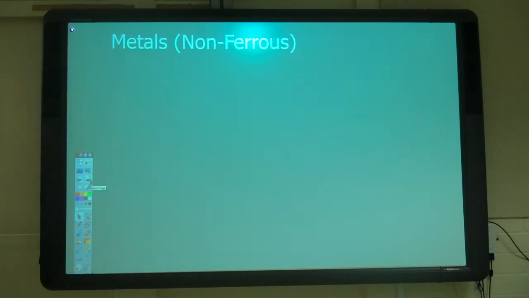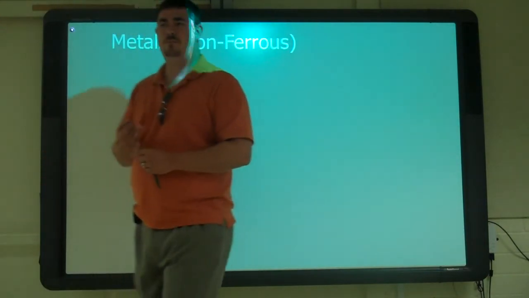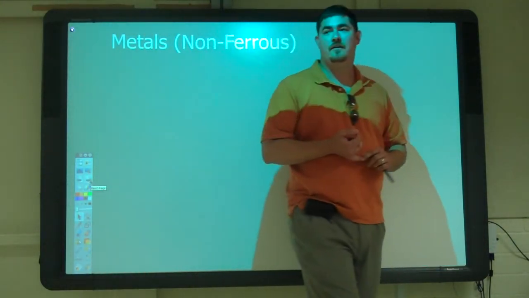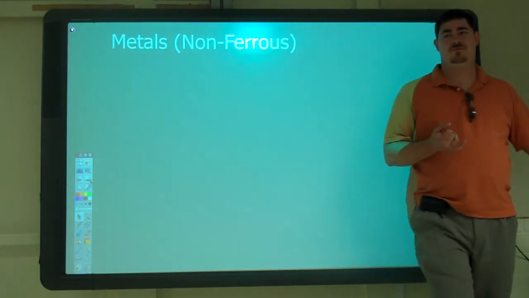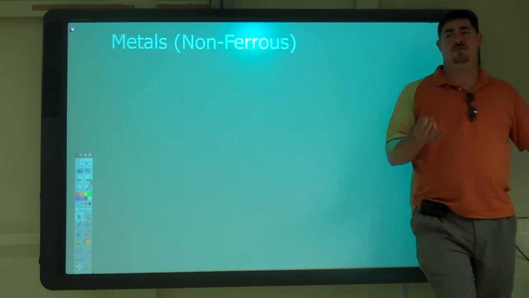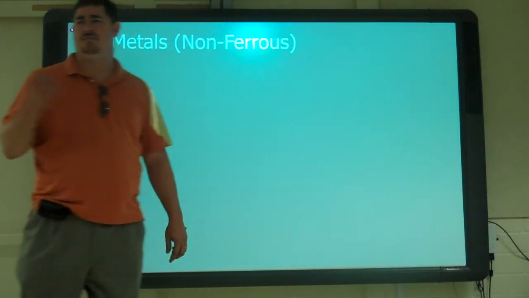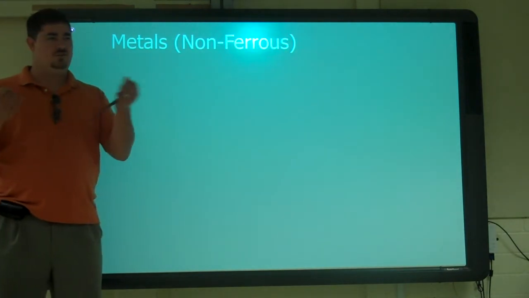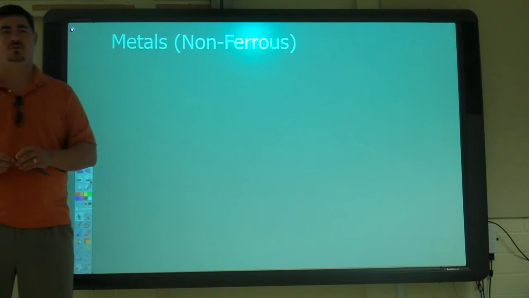So the non-ferrous metals. What are these? Aluminum. So what's the benefit of aluminum? It's light. How light? Compared to steel, it's about a third of the weight, and it's about half the strength. So the trade-off is favorable. You don't lose as much strength as you lose in weight.